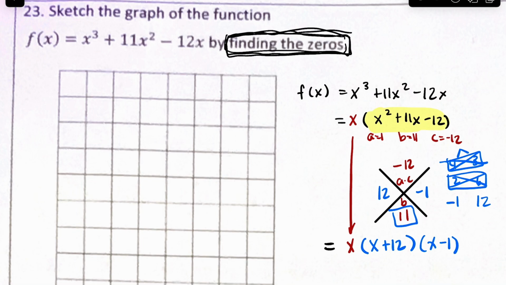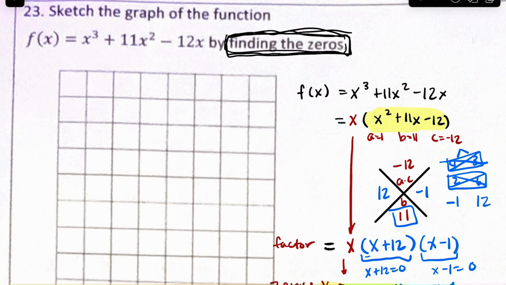So now to find the zeros, we just have to set all three factors equal to 0. So this one, x equals 0, that was easy. Here we get x plus 12 equals 0, that is x equals negative 12. This one, x minus 1 equals 0, x equals positive 1. Okay, so now we have our zeros. This is our factored form, and that's our zeros here.